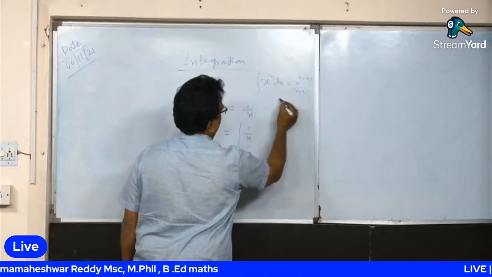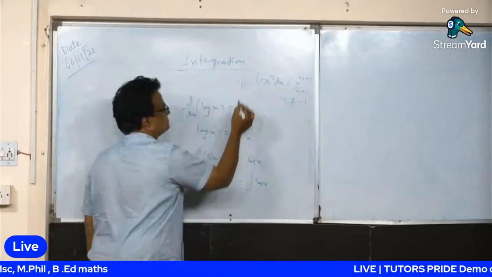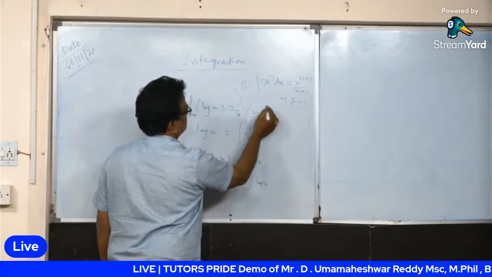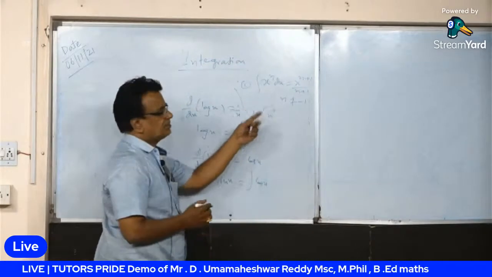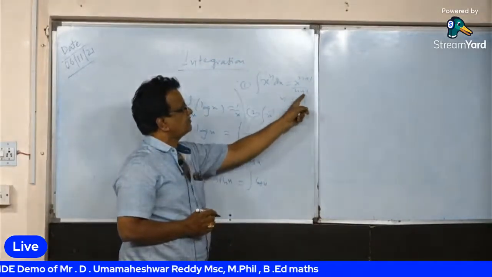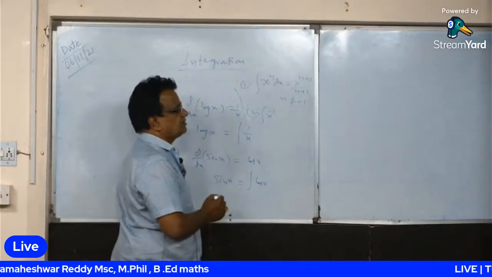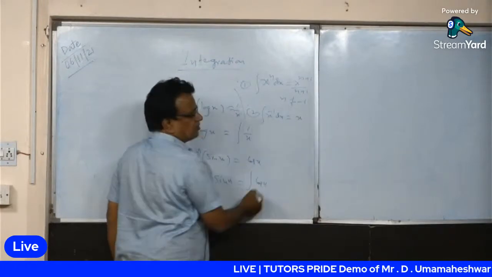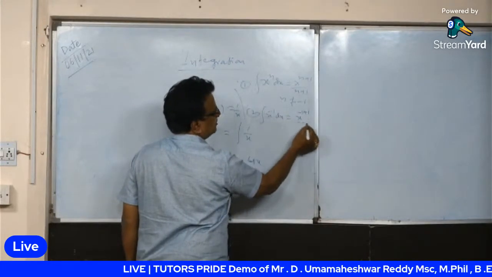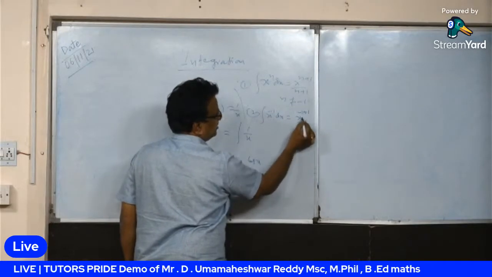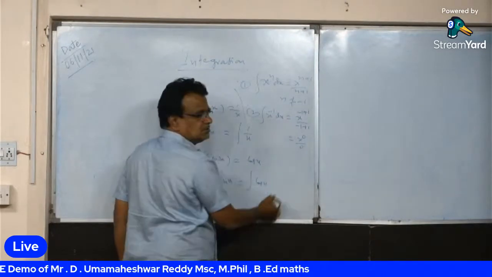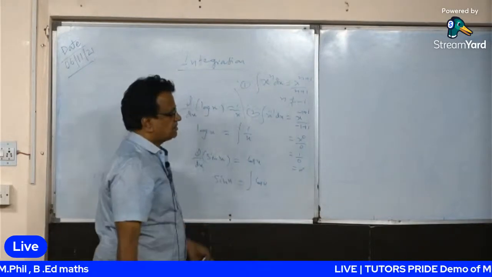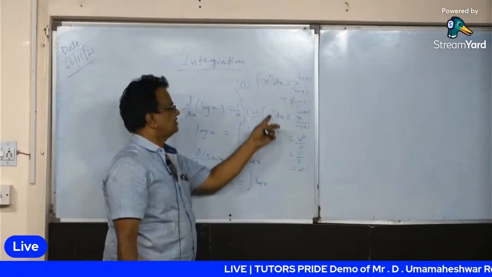This formula is true only when n is not equal to minus 1, right. When n is minus 1, we are not supposed to use this formula. Why? Because when n is minus 1, minus 1 plus 1 will be 0. Something by 0 becomes infinity. When you use this formula, x power minus 1 plus 1 is x power 0, which is 1, and 1 by 0 is infinity. So, that is the reason it does not exist here. When n is minus 1, you should not use this formula.